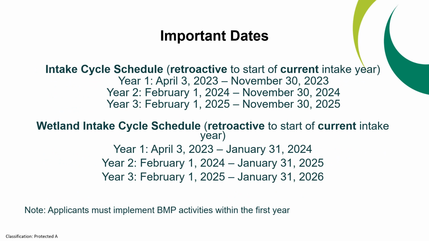Here we have the dates that the program is open for applications. You will notice that there are 2 different schedules here. That is because wetlands are one of the BMPs that we fund, and they have their own cycle schedule due to the timing of the work that occurs for those projects. So for wetlands, applications open on April 3rd of this year, and the first year will close on January 31st, 2024. And then for the next 2 years, the applications will open on February 1st and again close the following January 31st.